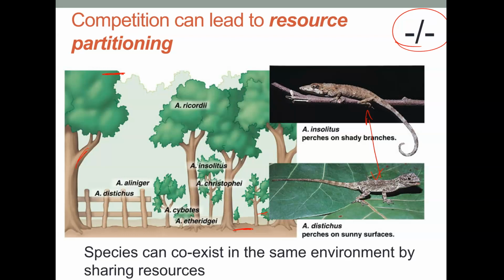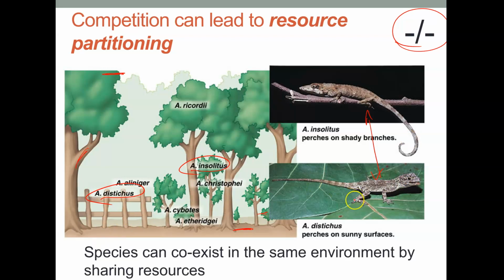Were these geckos or lizards? They might have been lizards, actually. Whatever it is, these lizards over very, very long periods of time. This particular species, Enceladus, where's Enceladus? Looks like he perches on shady branches, whereas the Distichus is a sunbather. He likes to go in sunny areas, and so these two populations over time have led to adaptations that help them in their particular niche, right?